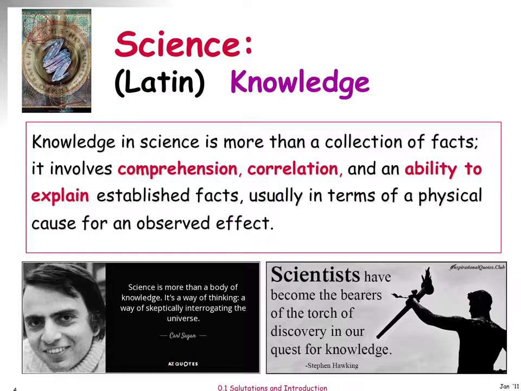If you take this course, then you're really studying science. Chemistry is a branch of science, and science in Latin is knowledge. And knowledge in science is more than a collection of facts. It involves comprehension, correlation, and an ability to explain established facts, usually in terms of a physical cause for an observation. In fact, Carl Sagan said it best: science is more than a body of knowledge. It is a way of thinking, a way of skeptically interrogating the universe. Stephen Hawking said that scientists have become the bearers of the torch of discovery in our quest for knowledge.